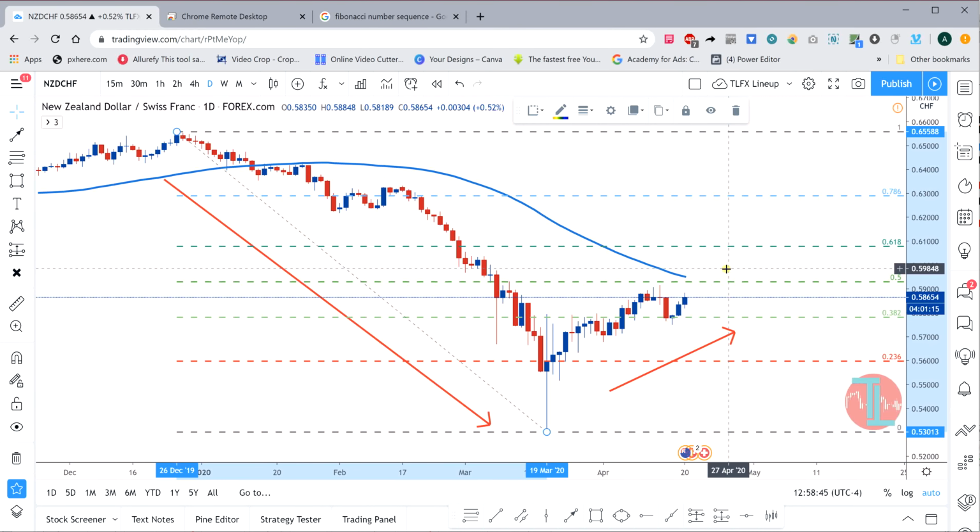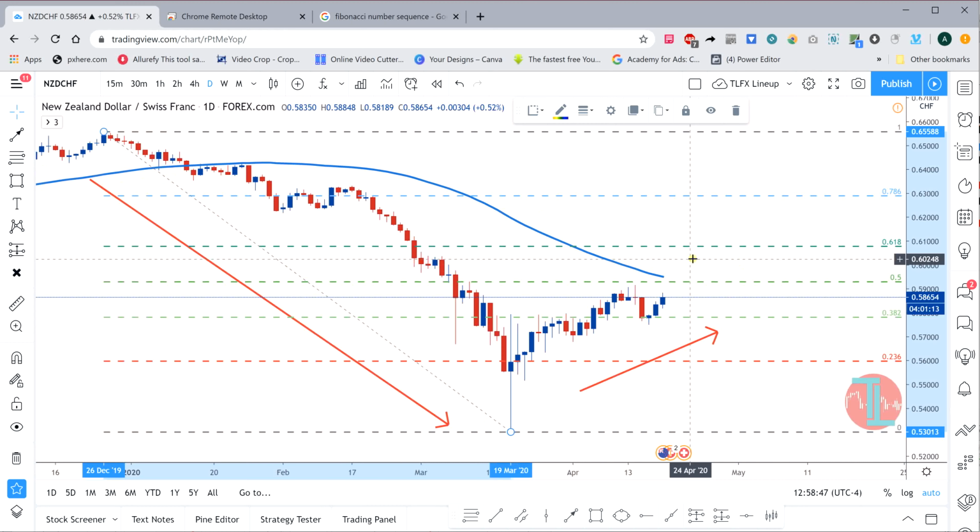Yeah, so we are checking out this Kiwi chef, or the New Zealand dollar Swiss franc. That's the Kiwi. Anyway, New Zealand dollar, Swiss franc, NZDCHF. All right, that's what you need to know.